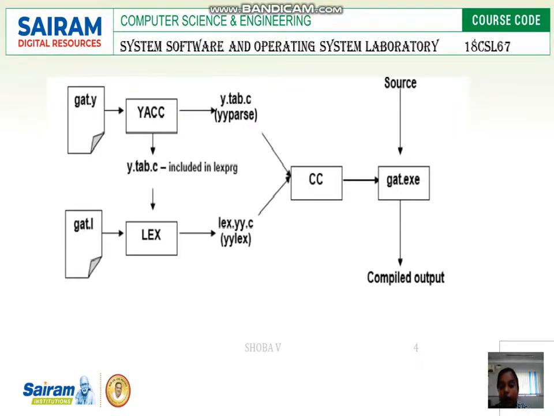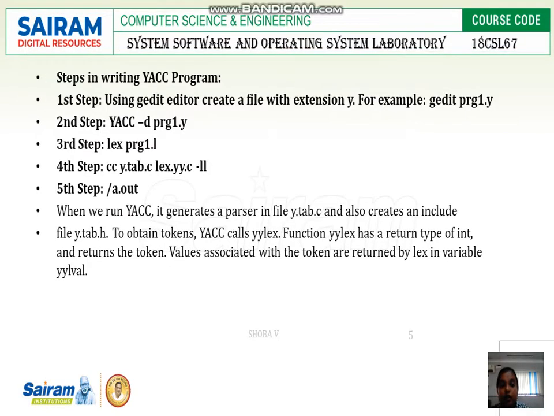Now we will see how we can get the compiled output through YACC. This is included in the lex program, and it is automatically generated by the analyzer. By using the extension .y for YACC and .l for lex, we are going to lex it and then parse it through the cc compiler, and the source program is going to execute and we'll be getting the compiled output. So these are the steps in writing the YACC program.